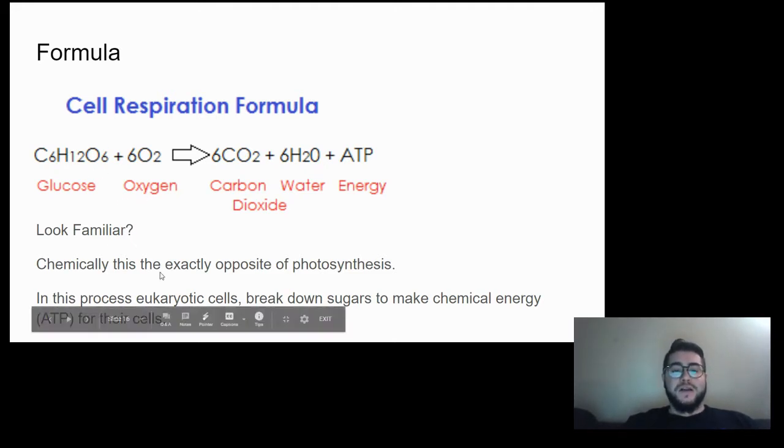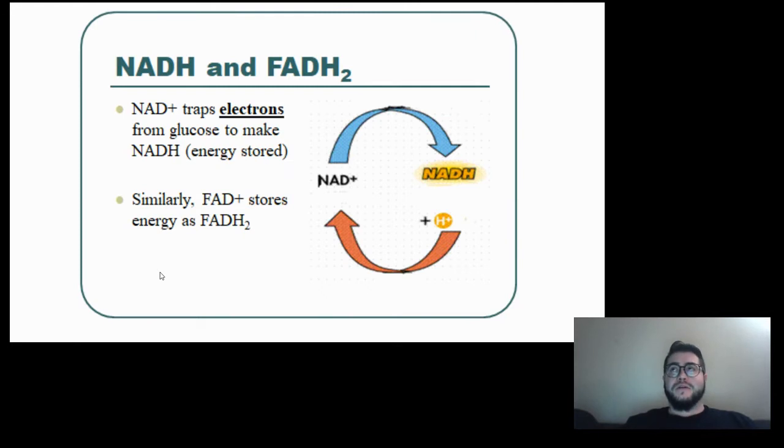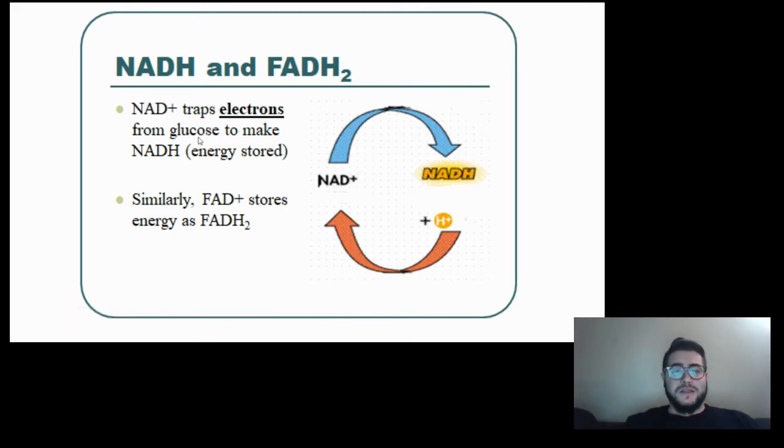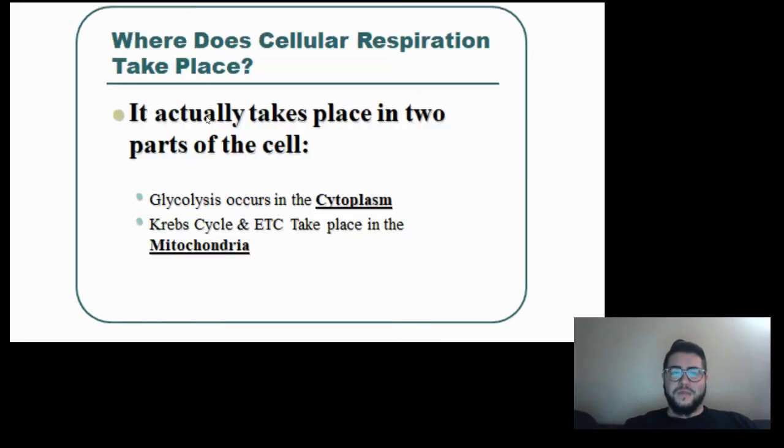And in this process, eukaryotic cells, both animals and plant cells, can break down sugars to make chemical energy for their cells. Some things you need to know before we get started. There are these two molecules, NADH and FADH2. They work similar to the molecules ATP and NADPH that we discussed in photosynthesis, where they trap electrons and store energy to be used for later.